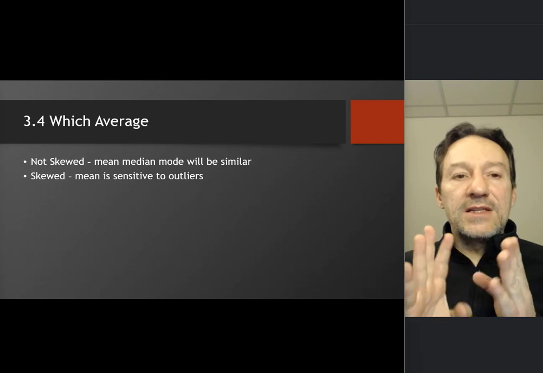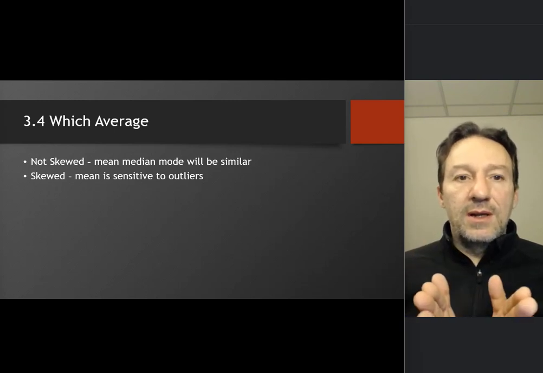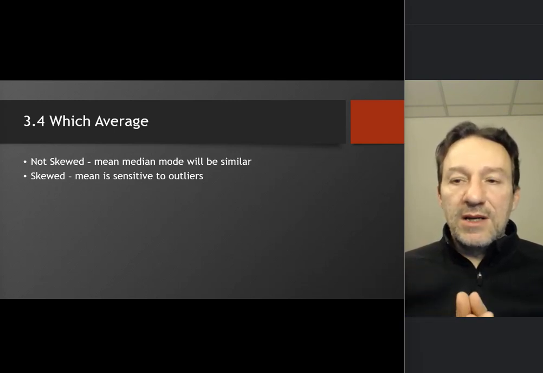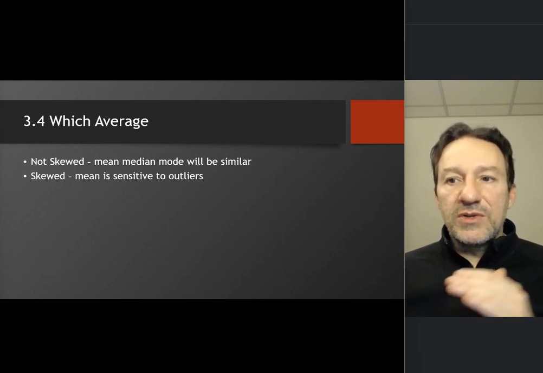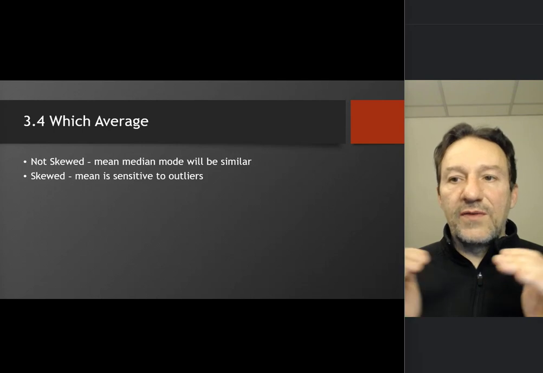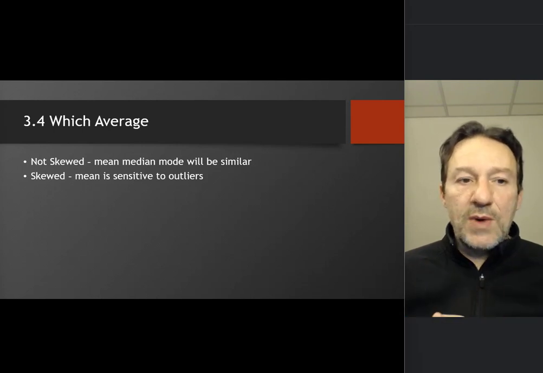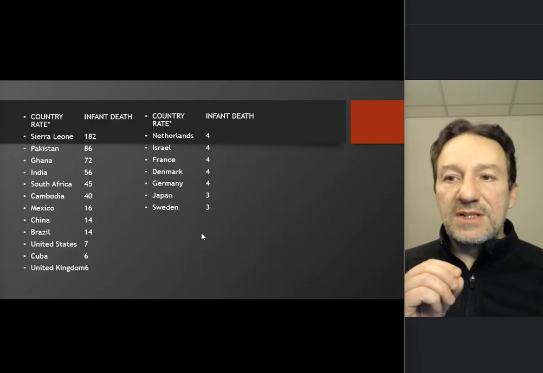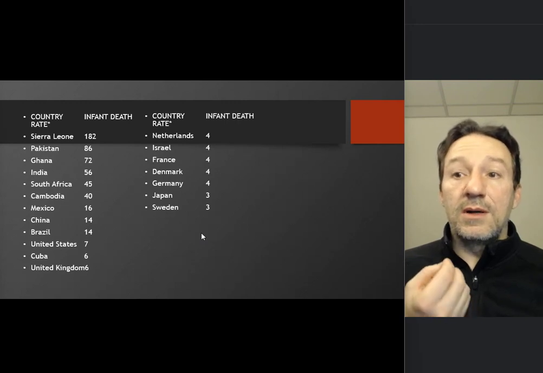If the data isn't too skewed, the mode and the median and the mean are all going to be fairly similar. If the distribution is skewed, though, those are going to start to get off. The mean is the most sensitive to outliers. Mean's most sensitive, the median and mode are less sensitive.